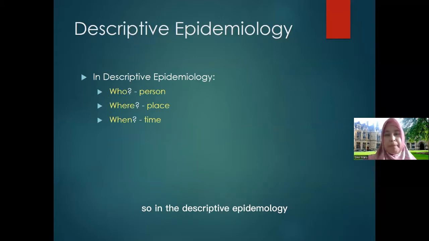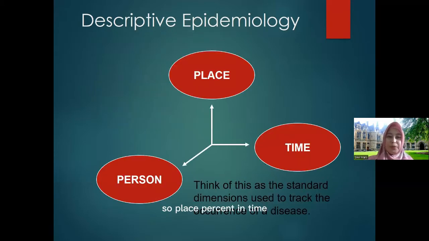So today we will talk about descriptive epidemiology. Like I mentioned before, it will be who, the variable of person; where, the variable of place; and when, the variable of time. So we will describe the phenomenon of health problems or disease in person, place, and time. Think of this as the standard dimensions used to track the occurrence of disease.